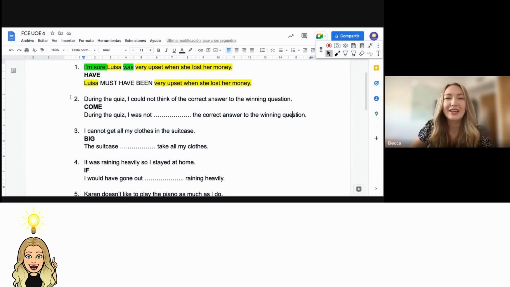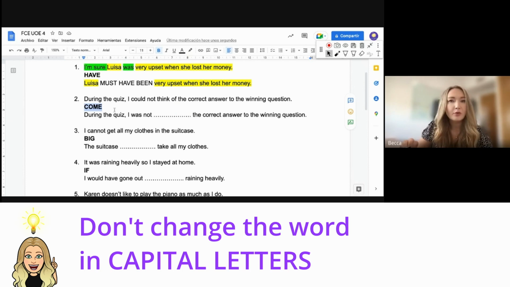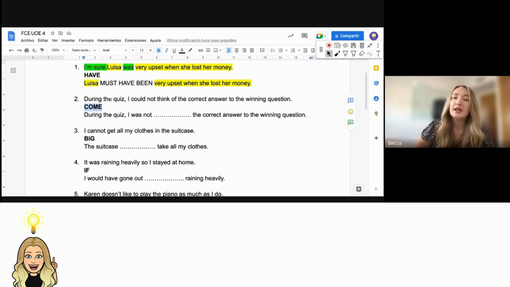So let's take a look at the next question, number 2. It says, during the quiz, I could not think of the correct answer to the winning question. The word that we need to use is come. Remember, we cannot change it. And the second sentence says, during the quiz, I was not something, the correct answer to the winning question.